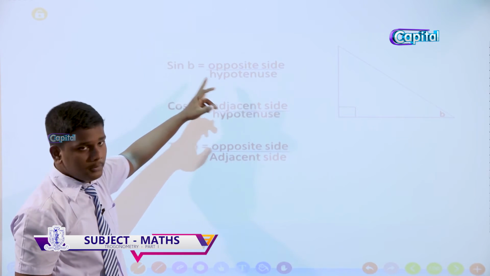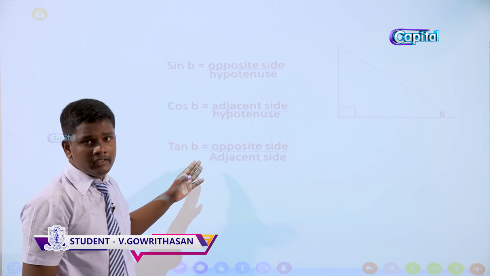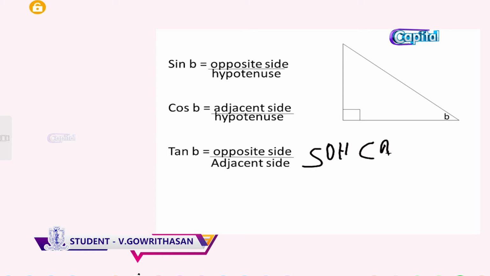Sin B means opposite side by hypotenuse, cos B means adjacent side by hypotenuse and tan B means opposite side by adjacent side. If you want to remember, let's remember this: SOH, CAH and TOA. What does that mean? S means sine, O means opposite side, by hypotenuse. C means cos, A means adjacent side, H means hypotenuse. T means tan, O means opposite side and A means adjacent side.